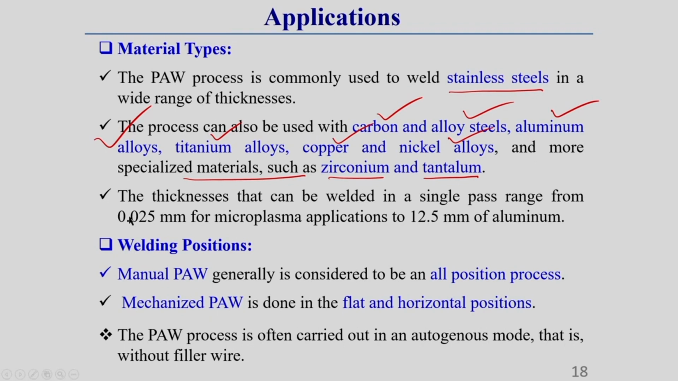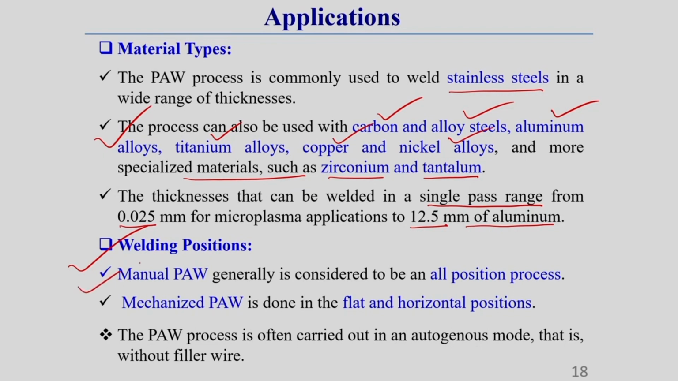This welding process can be used for various thicknesses within a range of 0.1 to 5 millimeter for microplasma, up to 12.5 millimeter by single pass only. What I am telling you is that in a single pass we can join plates up to this thickness, like 12 millimeter thickness for aluminum. This welding process is generally used in different positions.